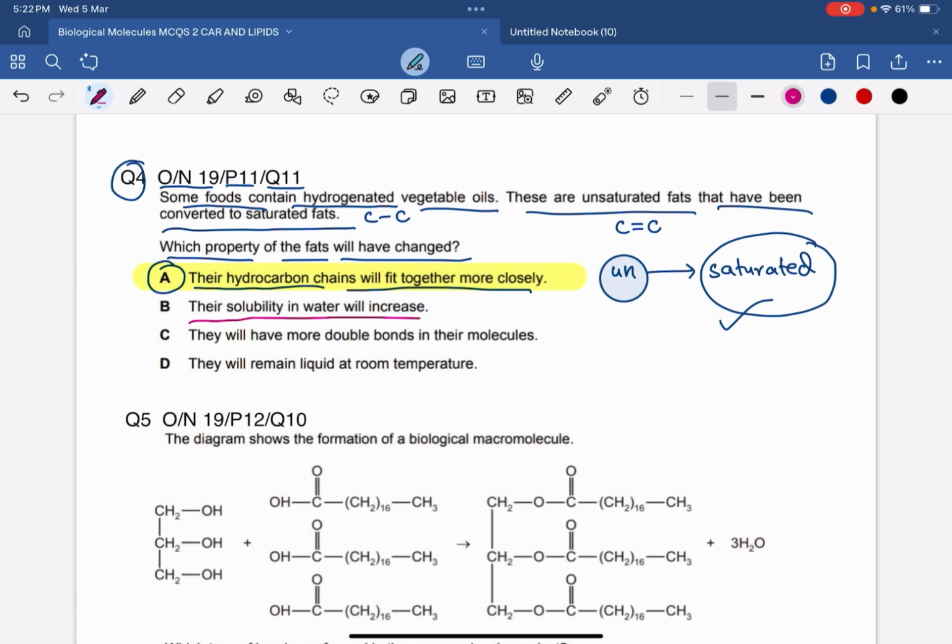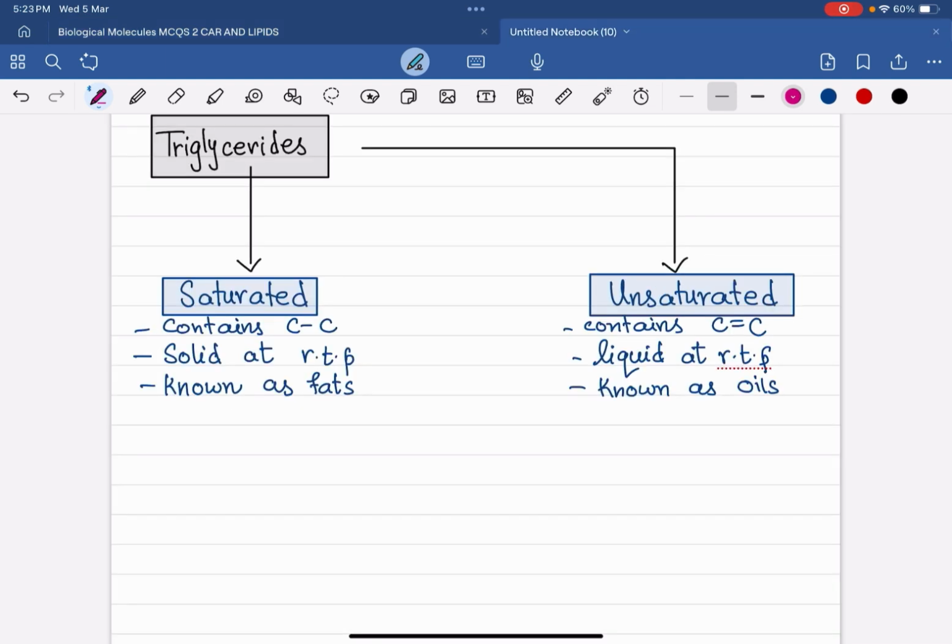Then option C says that they will have more double bonds in their molecules. In the question, unsaturated fatty acids are being converted into saturated fatty acids, which means that the saturated fatty acid has only carbon-carbon single bonds. They do not have carbon-carbon double bonds. So option C is also incorrect. Option D says they will remain liquid at room temperature. Saturated fatty acids are not liquid at room temperature. They are solid at room temperature, and they are known as fats, right? We are talking about the triglycerides which are saturated.